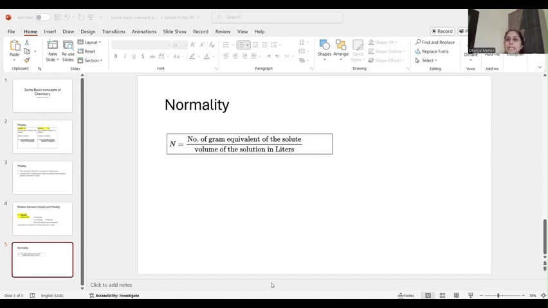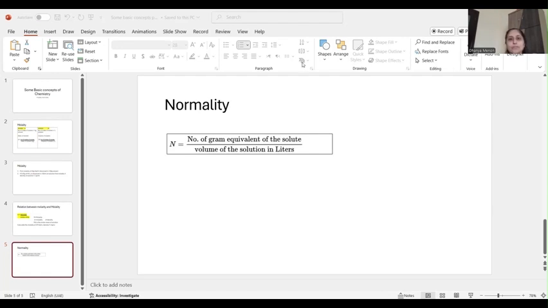Normality is the number of gram equivalents of the solute by volume of the solution in 1 liter. Here also we talk about solution again. So only in molality we were talking about the solvent. In almost all others we were talking about the solution. So normality is the number of gram equivalents of the solute by volume of the solution in liters. It is denoted by capital N.